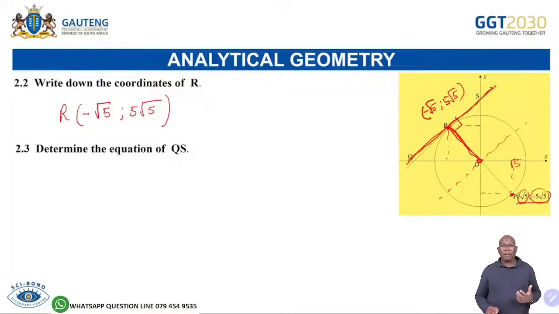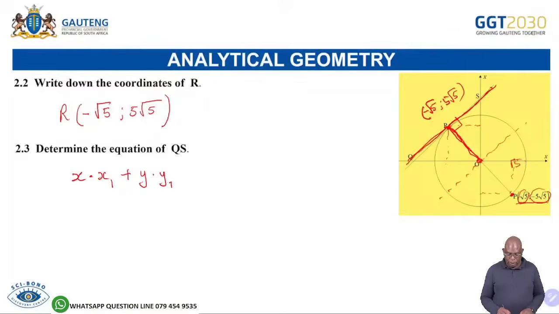But for the exams, this formula is not on the formula sheet, but I'm going to use it now. So please pay attention. And I know most of you teachers are also using this formula. It will be x multiplied by x1. In the meantime, I want you to do it by using the gradient. You get the gradient of OR, then you get the gradient of QS, and then substitute into the formula for the straight line. But I'm going to use this formula.